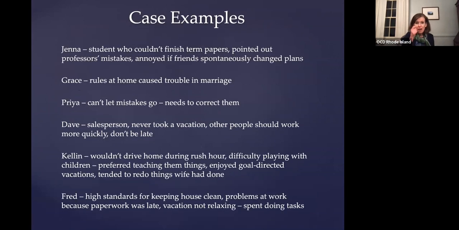Okay, case examples. Grace was an example of a couple. Grace was referred to me individually by the couples therapist because she was in couples therapy with her husband, a heterosexual couple, and the couples therapist called me and said, "I think that Grace may have OCPD and she could benefit from some individual treatment." So when I met with Grace, she was very smart, very high achieving, and she had a lot of rules at home.